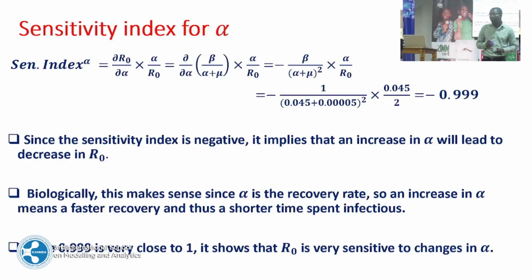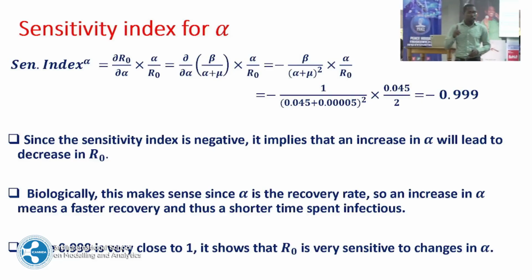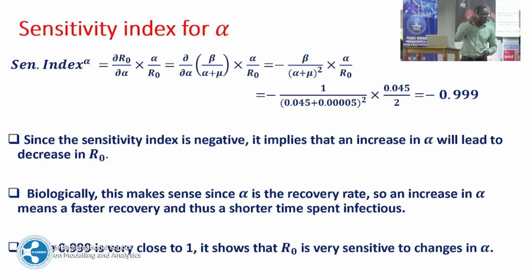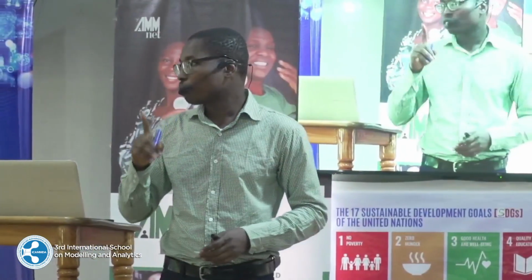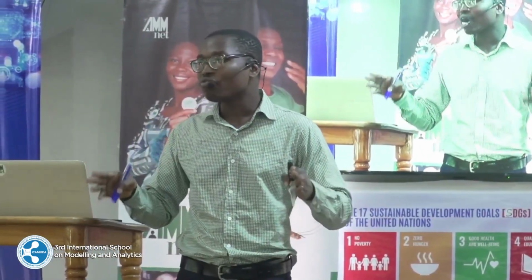Remember the definition for R naught. The average number of secondary infections that is being generated by one infectious person over their entire infectious period.